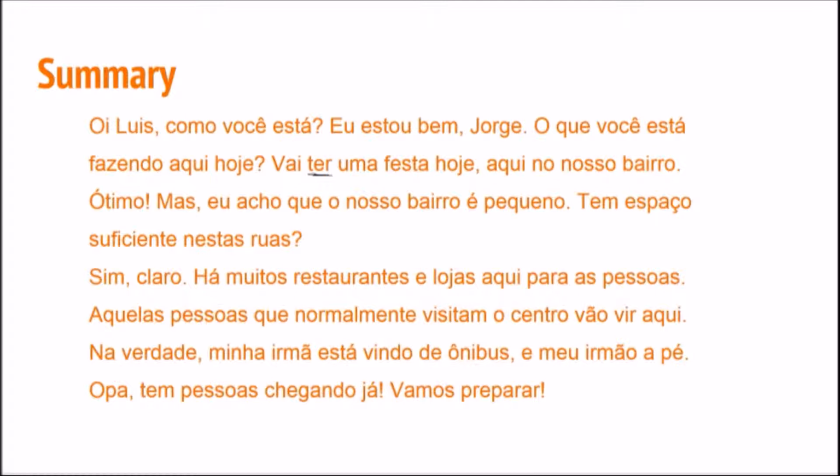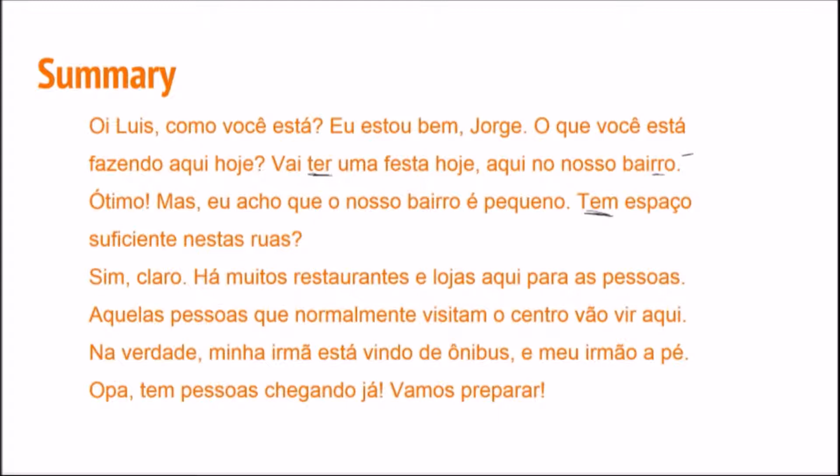Vai ter uma festa hoje. Going to be a party today. Here in our bairro, neighborhood, bairro. The double R is like an H sound, right? Bairro. One more time, I have the verb tem aqui. So, tem espaço suficiente nessas ruas. You could say, há espaço, there is space, question, but like I said, it's common and easier to say, tem espaço, has sufficient space in these streets.